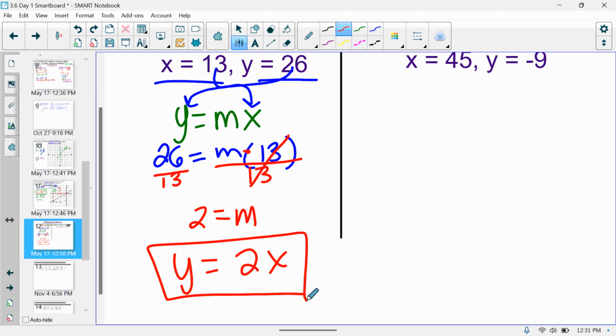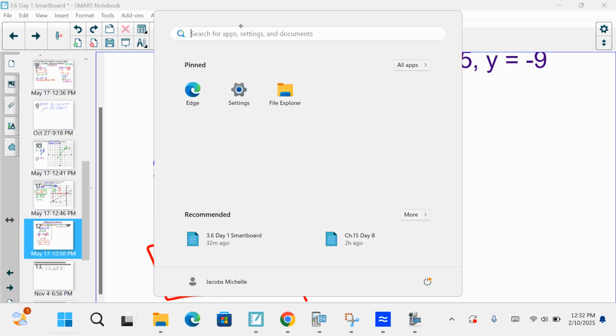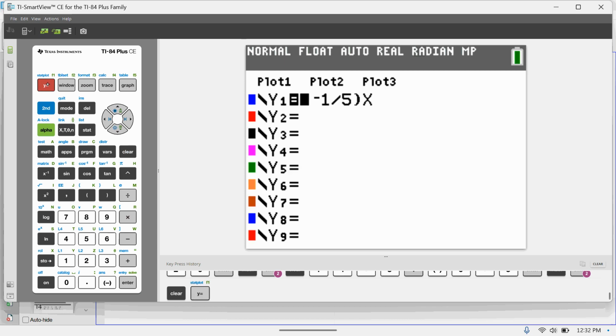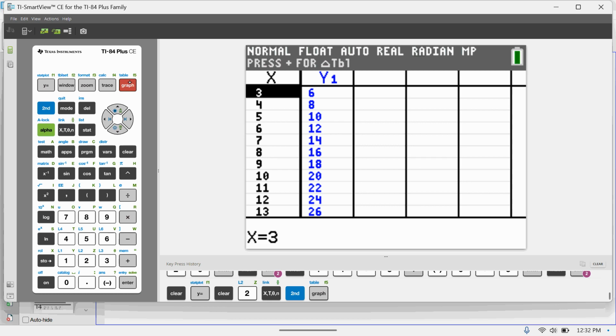Some people make the mistake of thinking that 2 is the answer. 2 is just the slope. It's not the equation, okay? Because I'm going to teach you a way to check your answer. If we think the answer is y equals 2x, let's go plug it in our calculator. Let's put in y equals 2x. And let's go to the table.